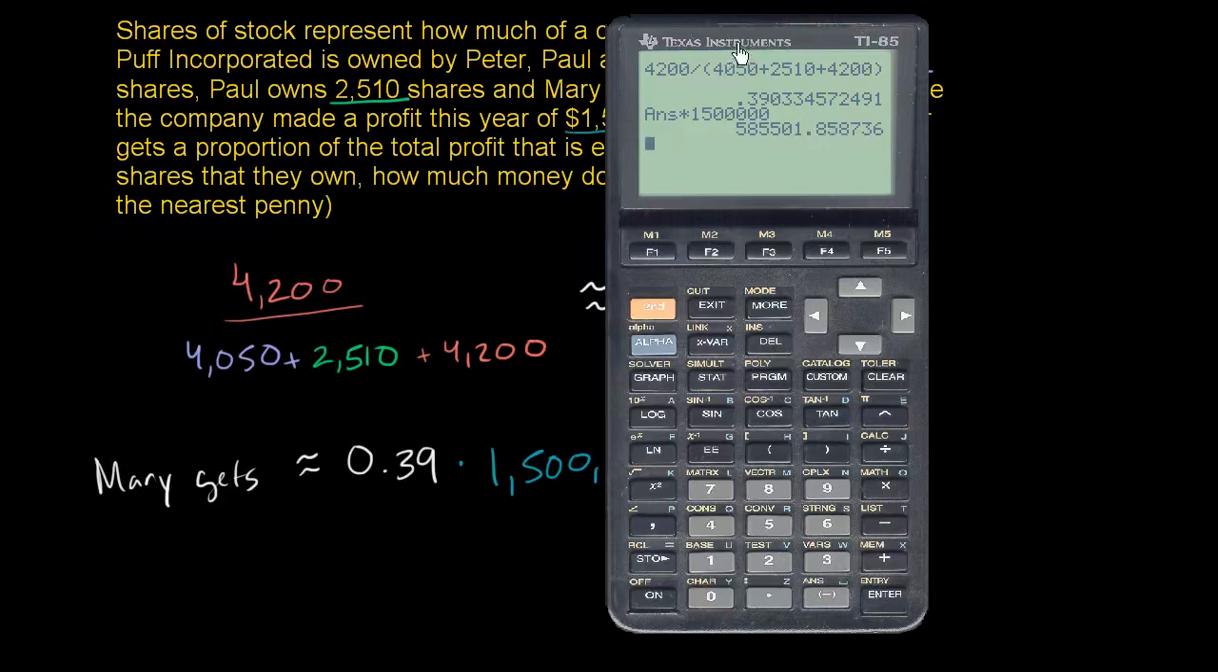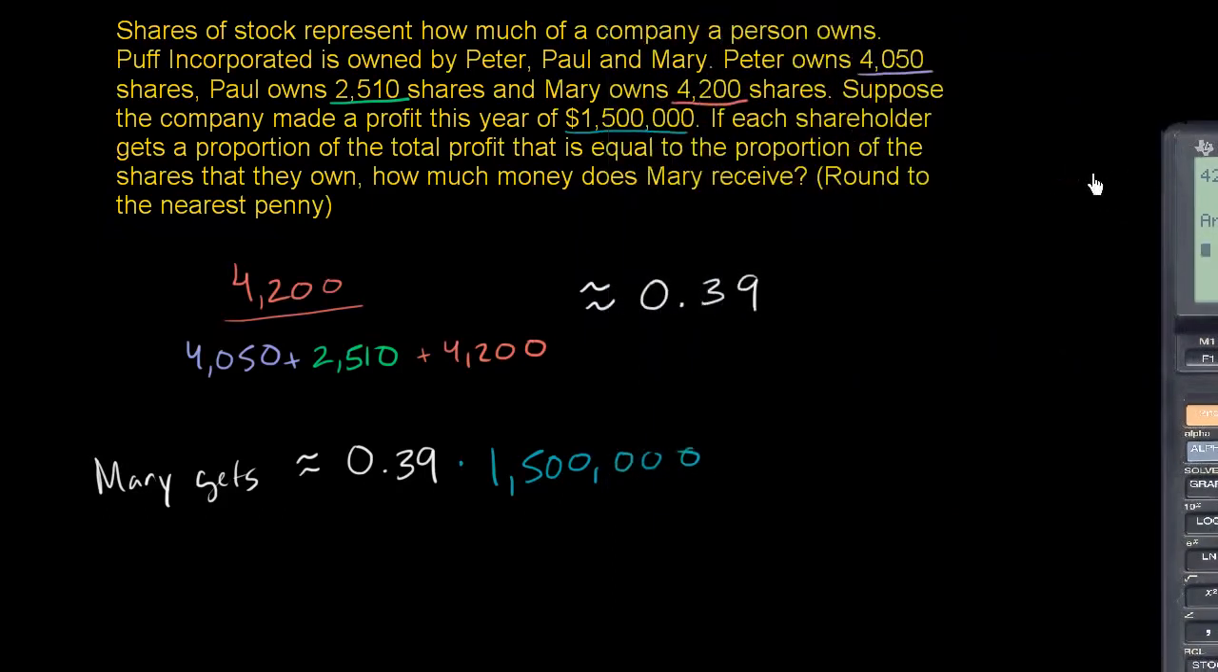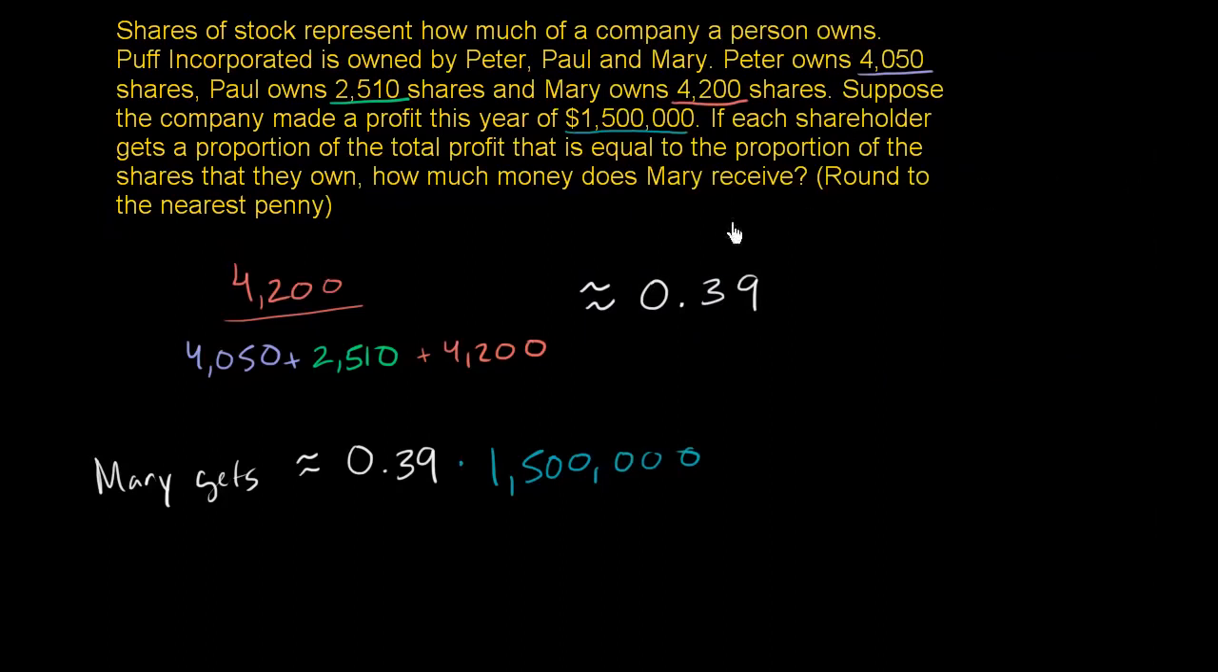So let me put that someplace where I can see it. This is going to be equal to $585,501, and if we round, 86 cents. So not bad for one year for Mary. She should be able to live quite well just on her dividends from Puff Incorporated.